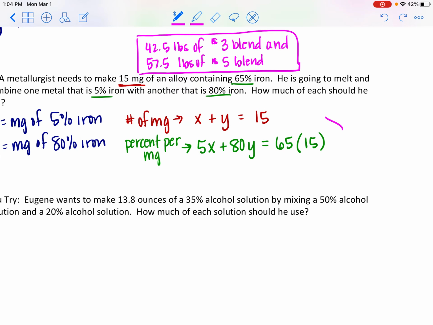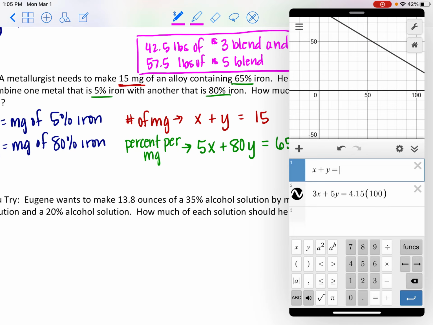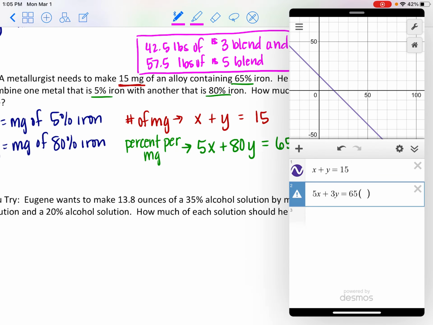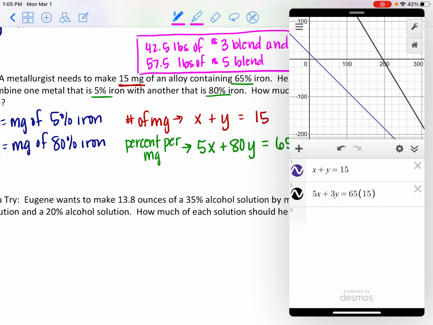So now, the easy part, right? Now we go to Desmos. So x plus y equals 15, cheated a little on that. 5x and 80y is going to equal 65 times 15 for the second one. And our solution, what did I do?